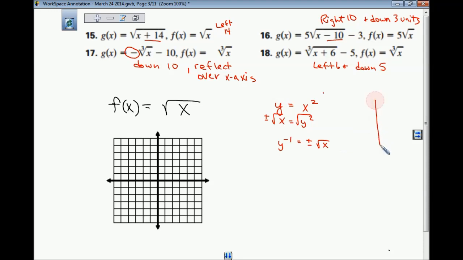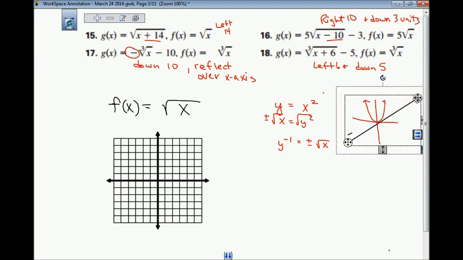So when we looked at this function, y equals x squared, it gave us this, right? So if we did the inverse, we get this. And remember, the inverse is just a reflection over what line? The y equals x line. So that's not even close to the y equals x line. Let me try again. I know, it's bad. Better?